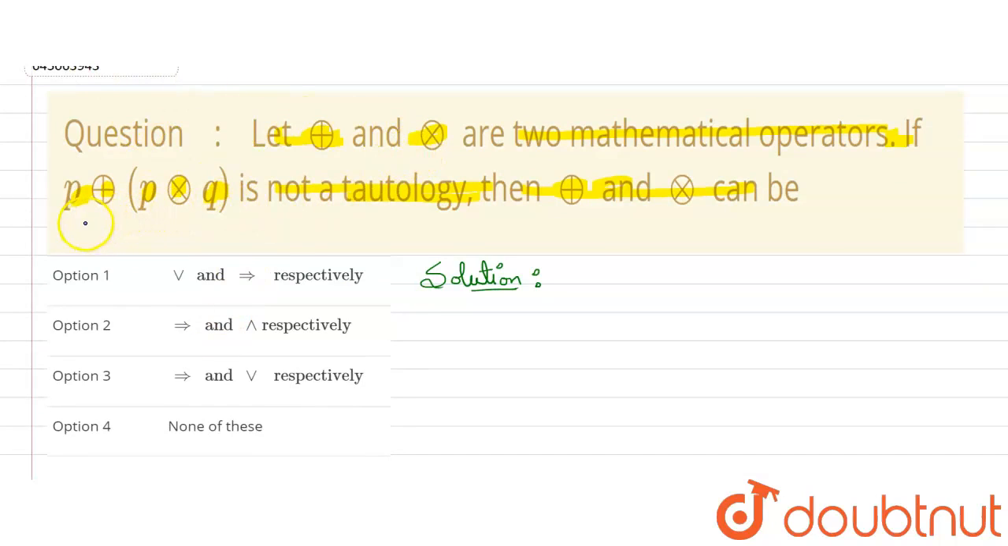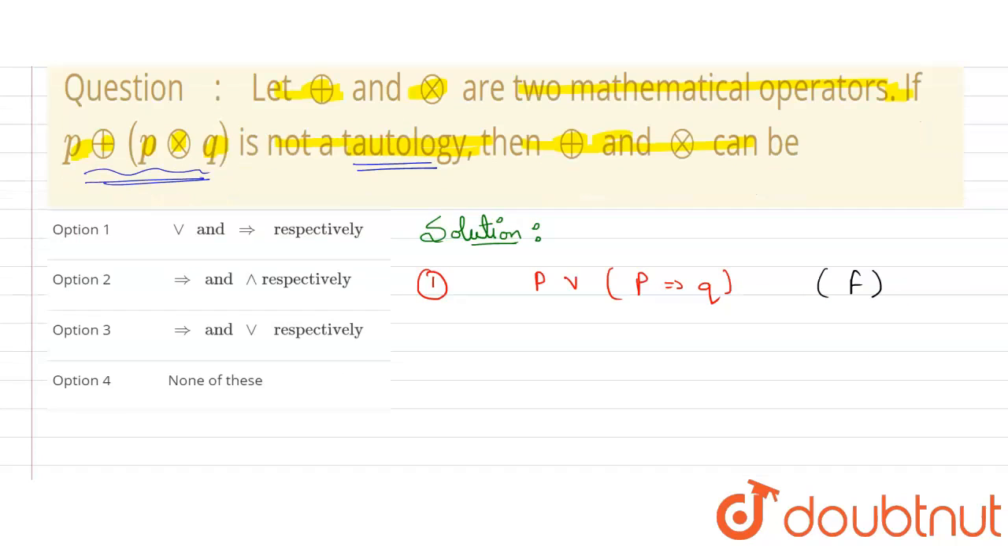So it is given that this expression is not a tautology. This is the condition. Tautology means true, so it means this whole expression should not be true here. We are given four options. Suppose option number one: in place of the first symbol, the plus in the circle, we'll use the OR operator, and the implies operator in place of the cross symbol. So let's put p OR (p implies q). Here the condition is that it should not be a tautology, meaning it should be able to give false. The answer should be false.